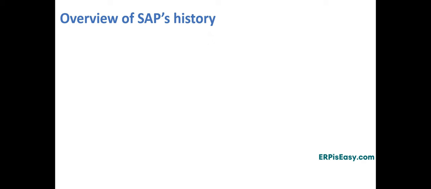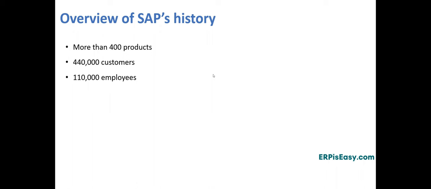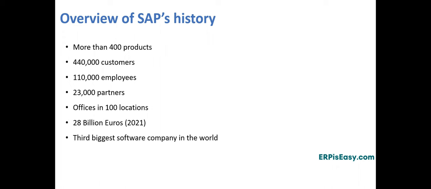SAP recently celebrated its 50th anniversary. Now it has more than 400 products, among which a lot of them are cloud-based software as a service products. It has about 440,000 customers in 180 countries. It has about 110,000 employees, and about 23,000 partners who either resell SAP products or offer their services to implement SAP products. It has offices in more than 100 locations around the world and a revenue of about 28 billion euros, making it the third largest software company in the world.